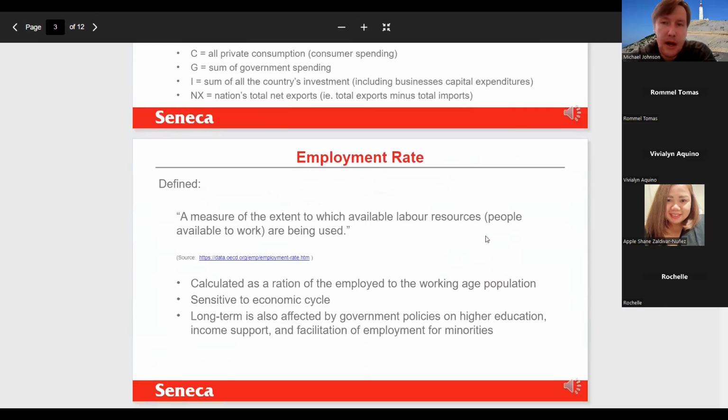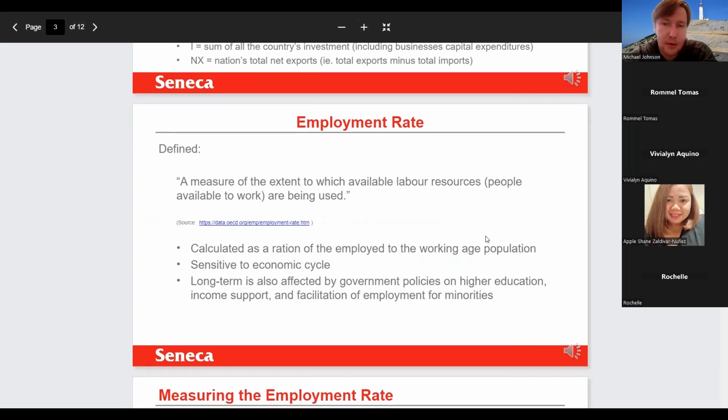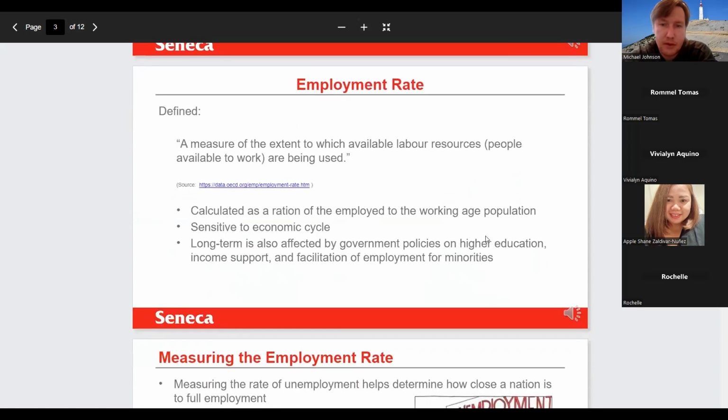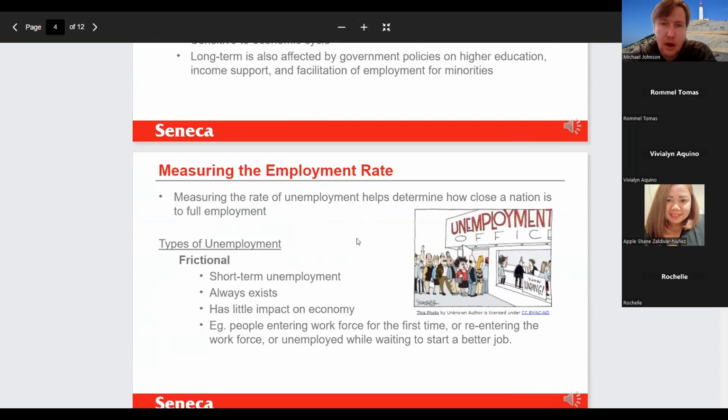Employment rate is a measure of the extent to which available labor resources, people available to work, are being used. It's calculated as a ratio of the employed to the working age population. It's sensitive to the economic cycle. Its long term is also affected by government policies on higher education, income support, and facilitation of employment for minorities. Measuring the rate of unemployment helps determine how close a nation is to full employment.